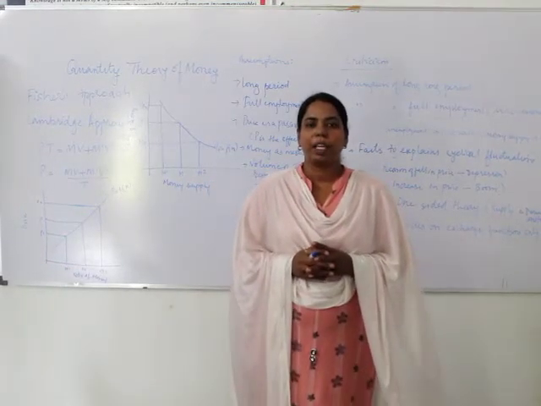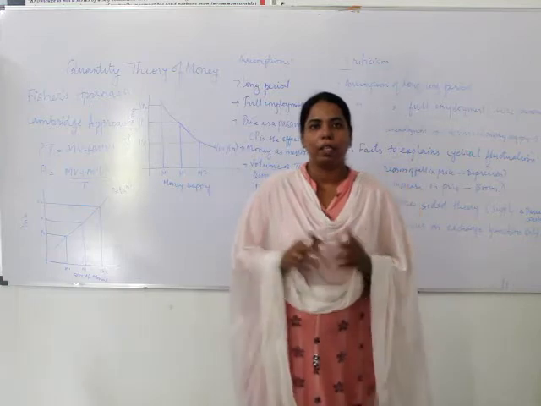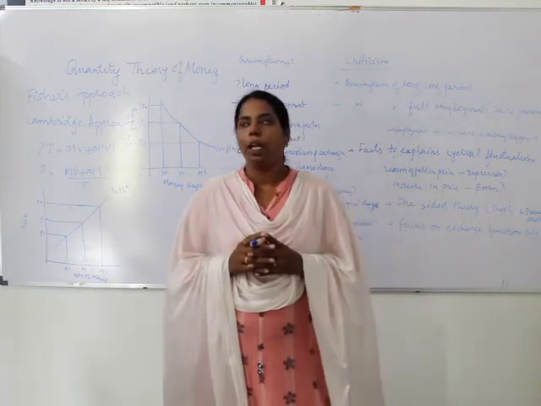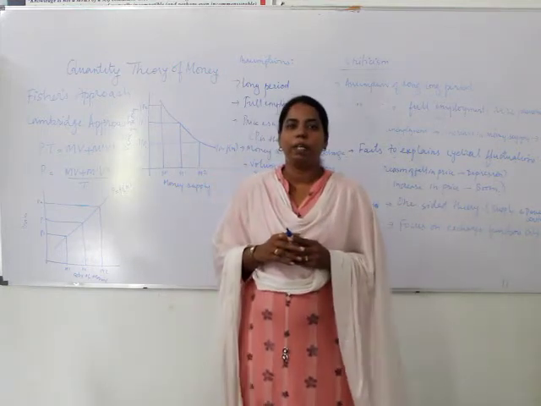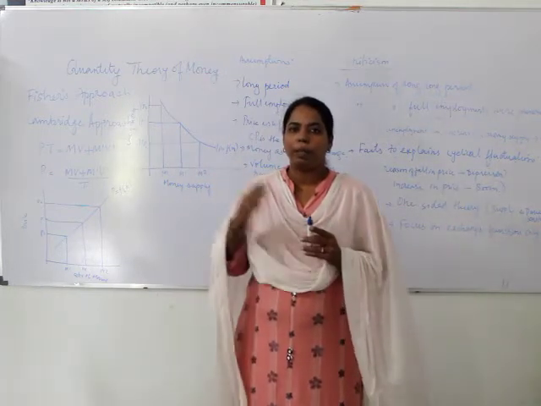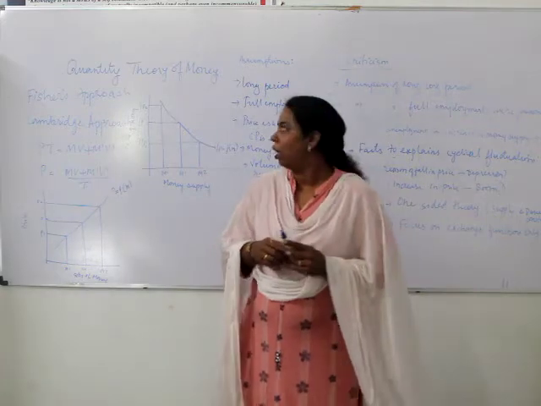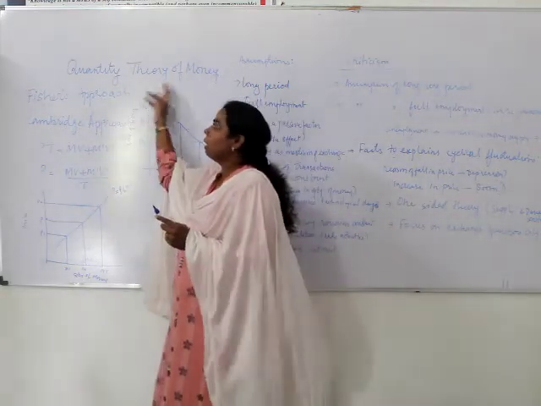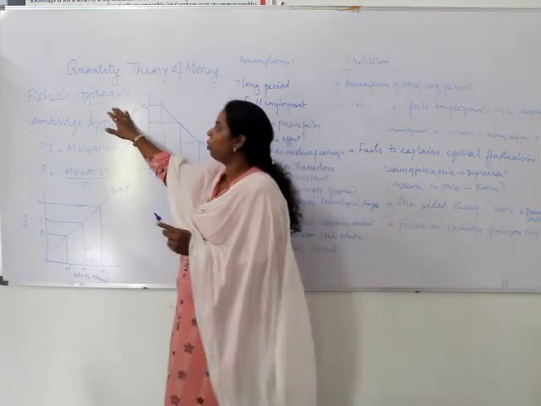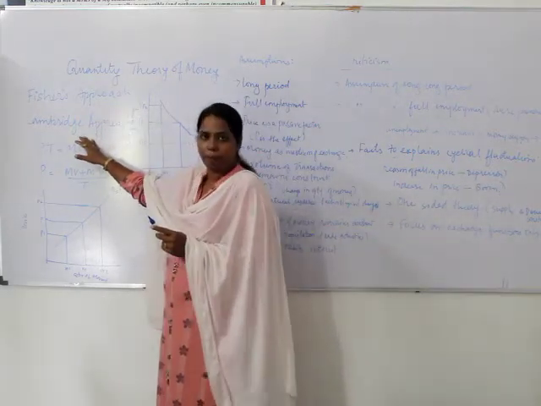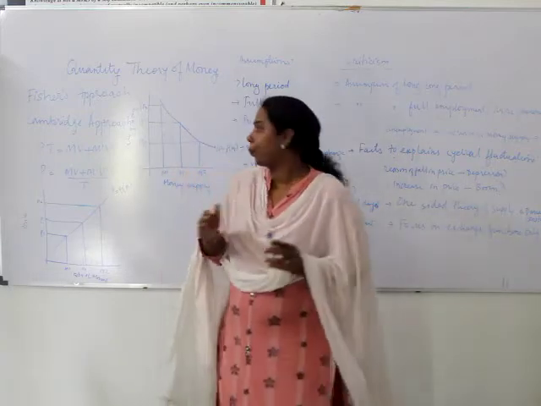Good morning, students. In the earlier video we have seen the quantity theory of money and its Fisher's approach. In this particular video we are going to see the remaining part of the theory. As I told earlier, the quantity theory of money has two approaches: one is the Fisher's approach and the other one is the Cambridge approach, which I explained earlier.